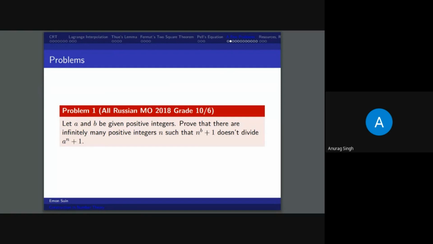Yeah. So let me give a good construction-based hint. At first consider a prime p that divides n to the b plus 1, but does not divide a to the n plus 1. If we can find infinitely many such primes, then if some prime divides n to the b plus 1 and does not divide a to the n plus 1, it must be that n to the b plus 1 does not divide a to the n plus 1, right? Yes, makes sense.